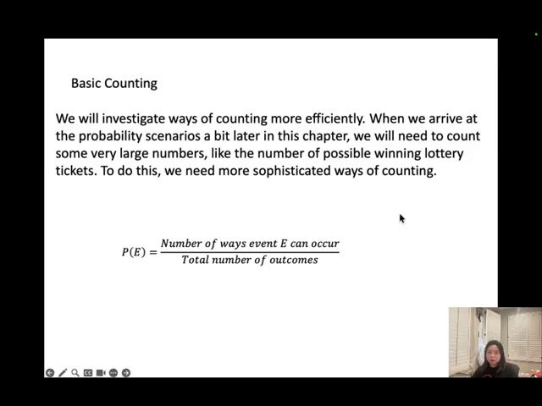From Section 4.1, we learned the basic probability. The probability of the event E is equal to the number of ways event E can occur over the total number of outcomes. In these sessions, we will learn counting. We want to find out the total number of outcomes for the probability.